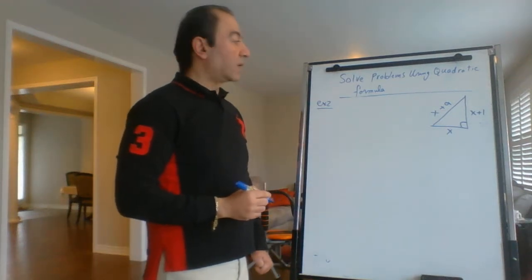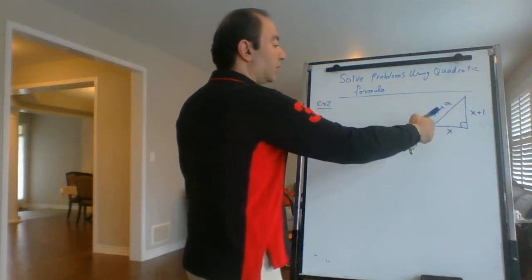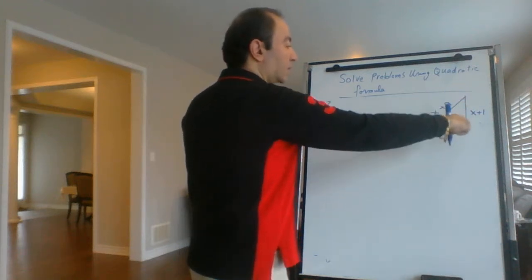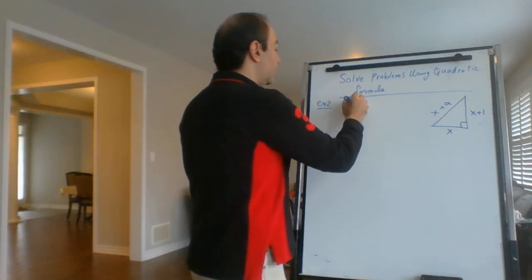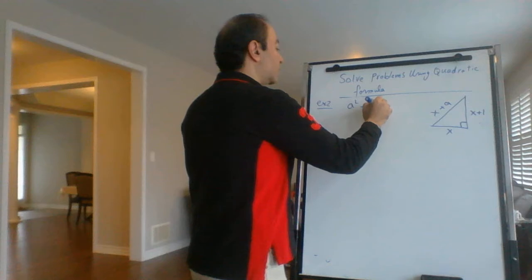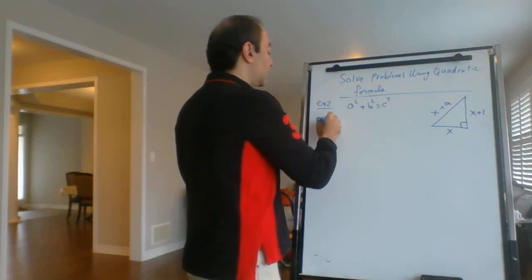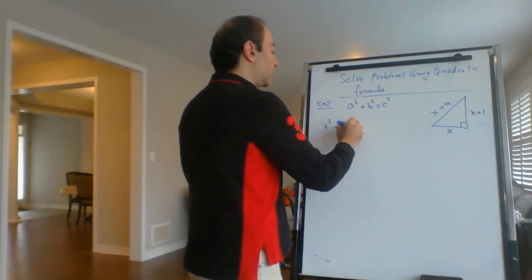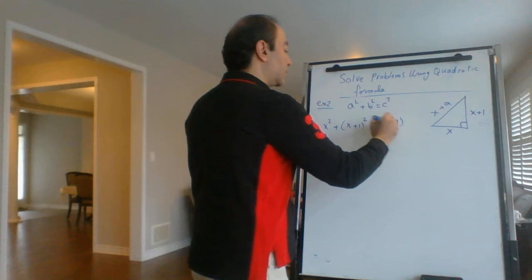In order to do that, this is a right triangle, so we know that the hypotenuse squared equals this leg squared plus this leg squared, which is the Pythagorean theorem: a squared plus b squared equals c squared. So this is what we are going to do. We're going to say x squared plus (x plus 1) squared equals (x plus 9) squared.